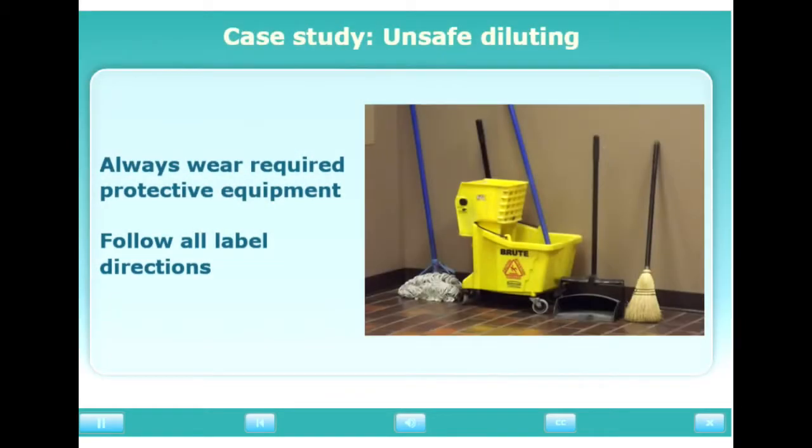Let's talk about a real case study involving unsafe diluting. A custodian was splashed in his right eye while preparing a disinfectant solution. He didn't wear the required protective equipment, nor did he follow procedures on filling a bucket with water first before pouring in the powder. His eye was painful and swollen, and he had blurred vision. He missed 2 days of work.